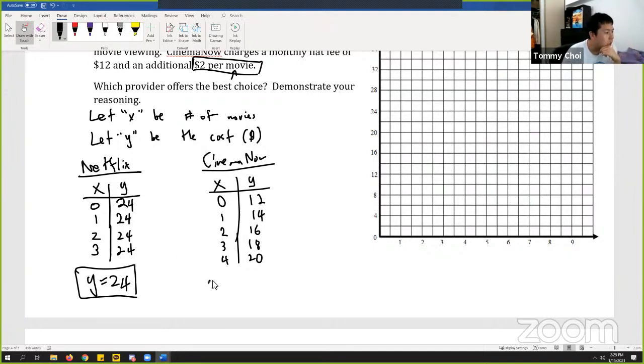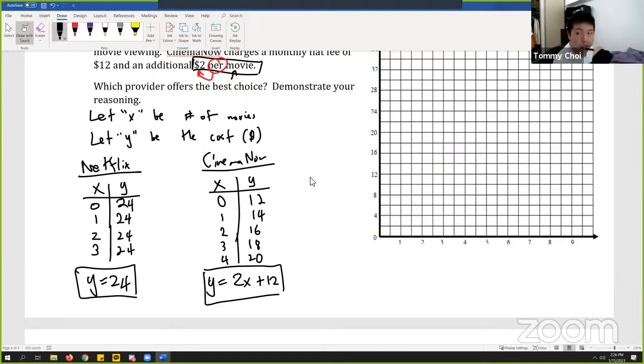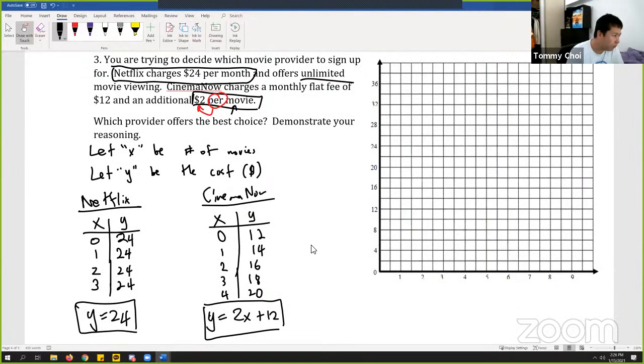As for Cinema Now, can someone create the equation for Cinema Now? Ooh, Gerald, so close. Mercel's got it. 2x plus 12. Remember, if you see the word per, this is your slope. It's $2 per movie, plus that $12 every month. So in a 1 month period, it's $12 plus $2 for any movie that you watch. Gerald, you got your numbers, you just got them in the wrong spot. So be careful. Once we have that down, we can now graph it.